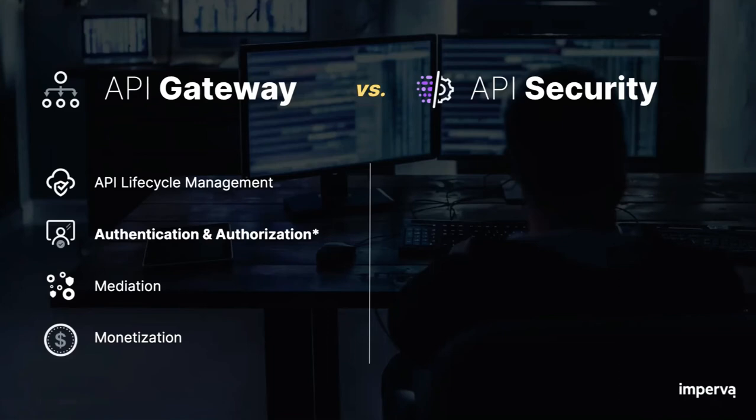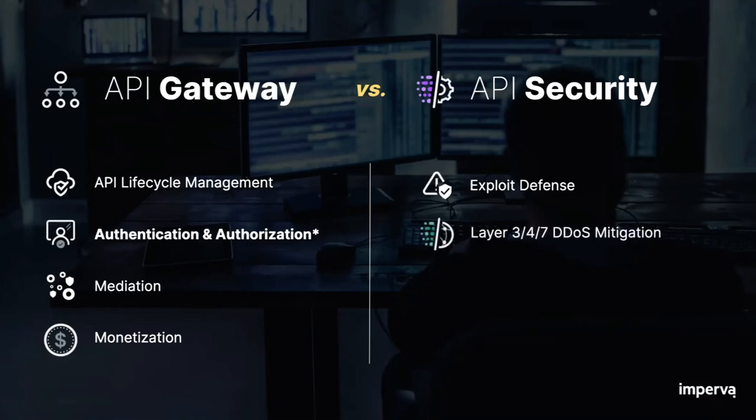Now, that's not to say that API security isn't capable of doing this. But where we see API security really coming in is more around exploit defense. As you have vulnerabilities out there and we're trying to protect against them, being able to stop those types of vulnerabilities is where API security capabilities are really key. Similarly, if we look at attacks, layer 3, 4, and 7 DDoS mitigation is another huge area where API security specific solutions are really going to excel.